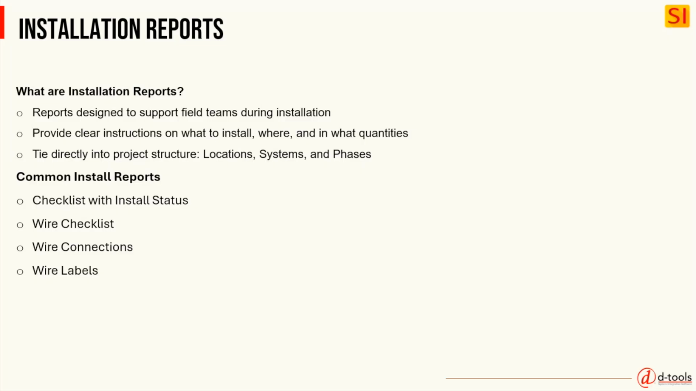So when we were looking at that sample project, all the items are assigned to locations, to systems, and all the devices have phases. So if these are concepts that make sense to the way that you approach projects, specifically installation and management of projects, these are all possible options when I run installation reports. I can group the data by location or system or phase. So lots of options. And some common examples of install reports might be a checklist with install status. There's a similar report in the management reports. We'll take a look at both.